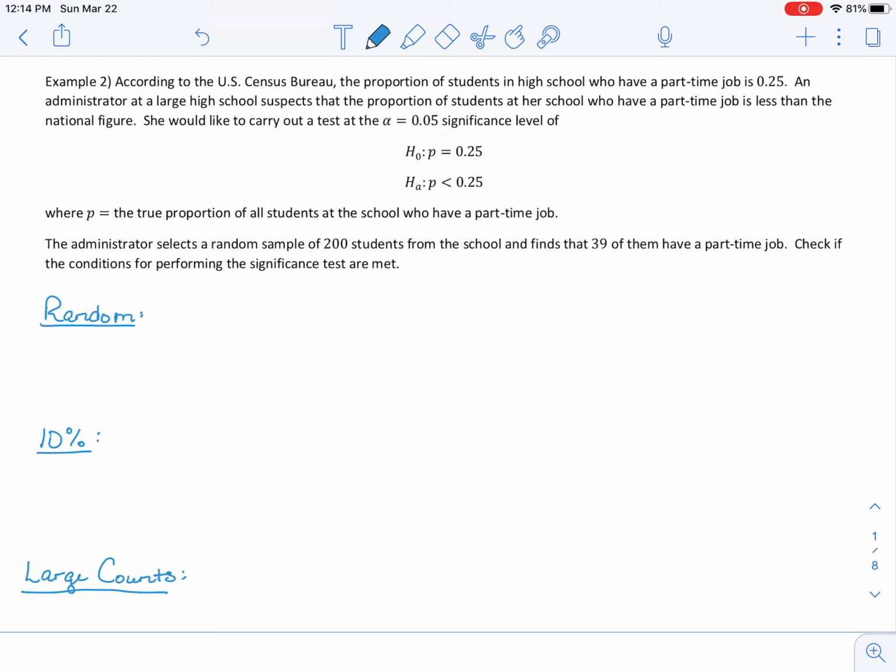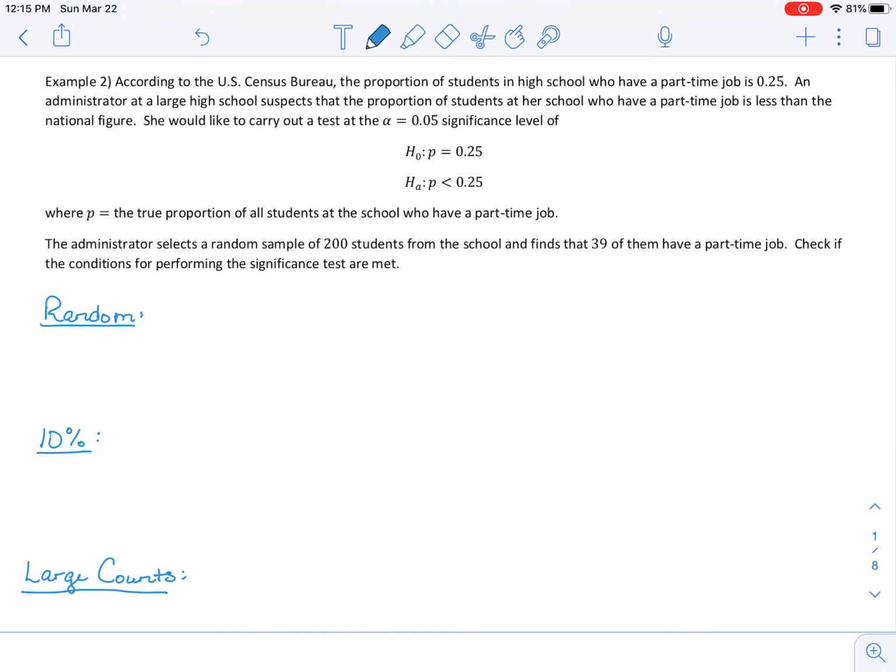However, an administrator at a large high school suspects that the proportion of students who have a part-time job is less than this national figure. So we're going to seek evidence to see if that population parameter is actually less than the null hypothesis is stating. We're going to carry this out at the 5% significance level, and p is being used as the true proportion, the population proportion of all high school students who have a part-time job.